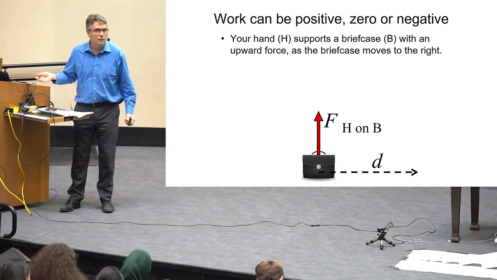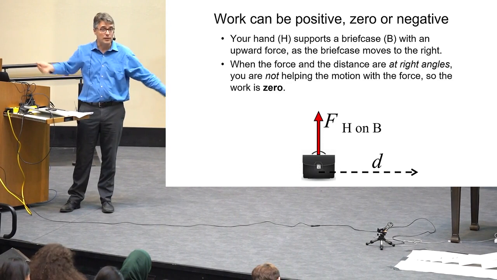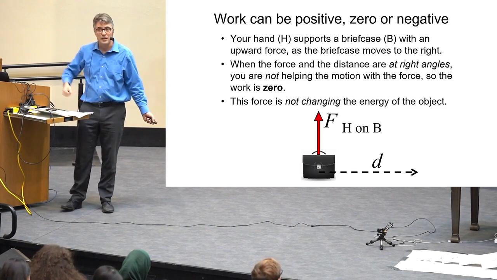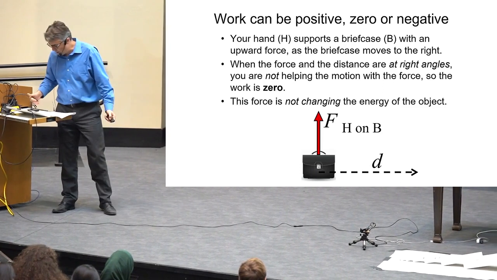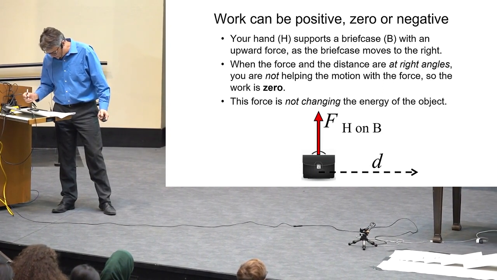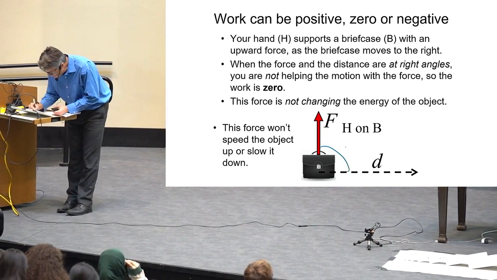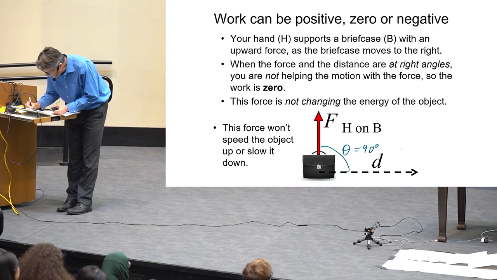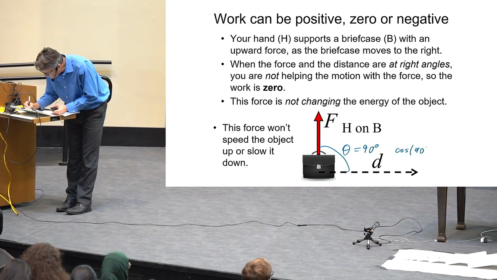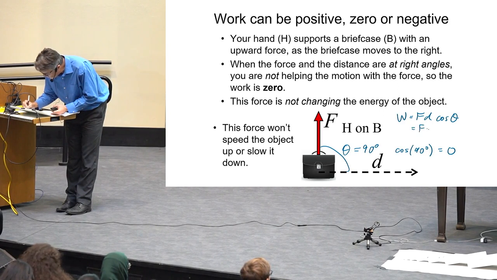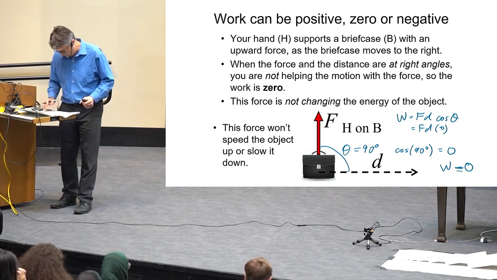If it's moving to the right because it has an initial velocity to the right, it's not because I'm pushing it. If you can imagine that, all I'm doing is supporting it against gravity or something, then that force is not changing the energy of the object. Mathematically, theta is 90 degrees, and the cosine of 90 degrees, try that on your calculator, is 0. So work is FD cos theta, which equals FD times 0. The work here equals 0. If the force you're applying is perpendicular to the displacement, then it does no work.